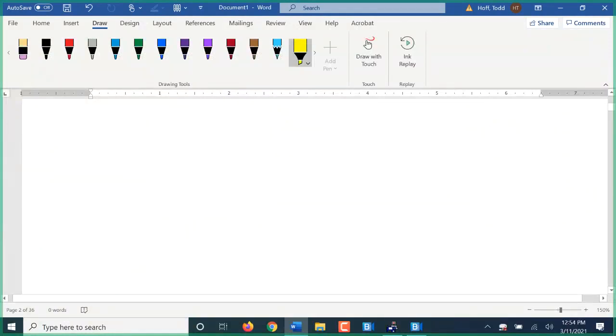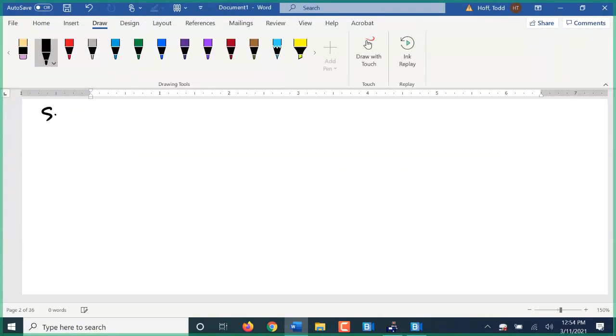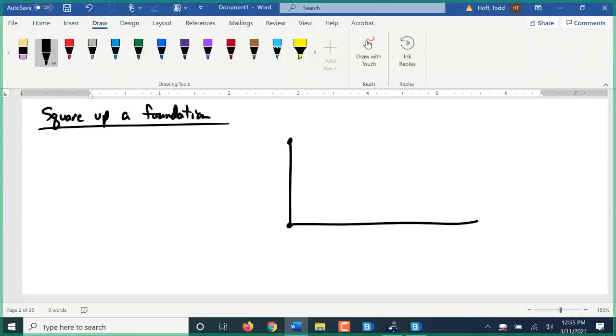So let's look at some applications of this. One of the applications that's very common is to square up a foundation. And this really doesn't use the trig functions, but it uses trig. Most of us don't think of the Pythagorean theorem, a squared plus b squared equals c squared, as being trig, but it really is. So let's say I have a foundation that is 40 feet by 28 feet.